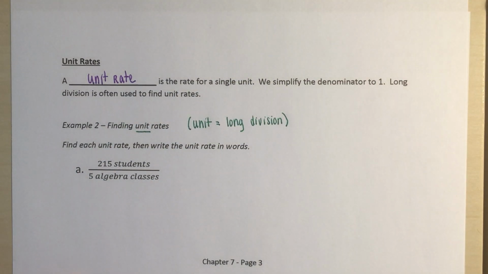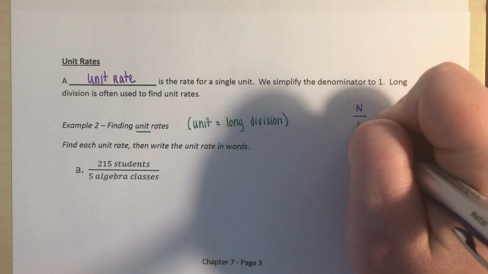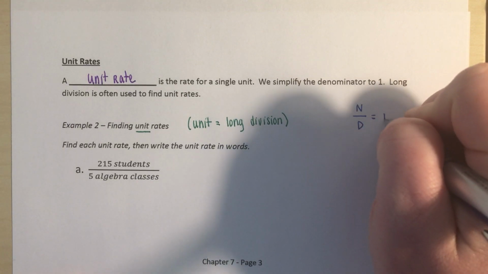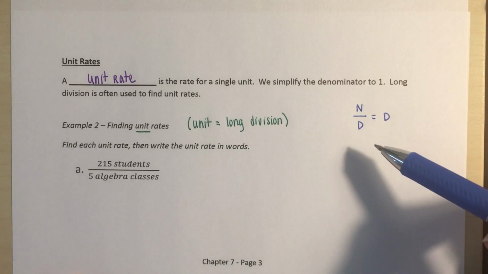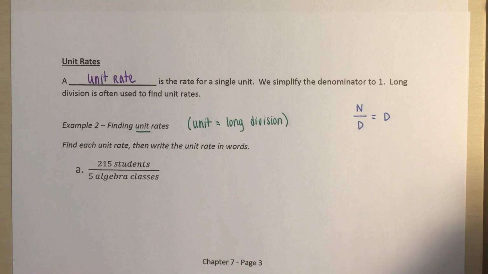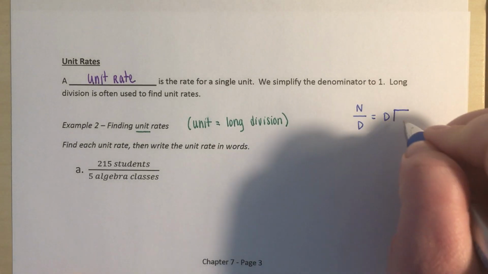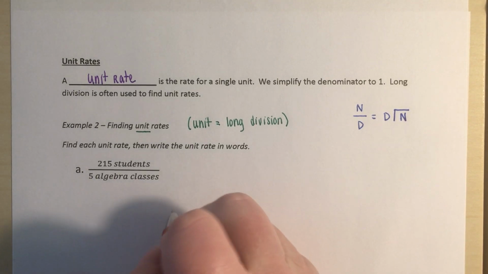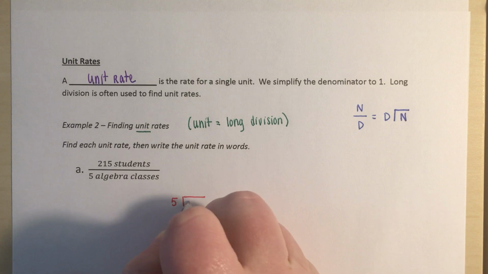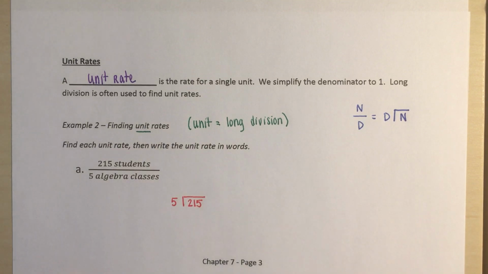Okay. Now, when we're setting up a division problem and we have some sort of fraction, we have a numerator over a denominator. When we work through the long division, remember that our numerator is our dividend, that's what's being divided, and our denominator is the divisor, that's what's doing our dividing. So when we rewrite this as a long division problem, our divisor is going to go out front, and then our numerator is going to go inside. Right, so to work through this first one, we are going to start. Our denominator in this case is 5 algebra classes. So our 5 is going to go out front, and our 215 is going to go inside.